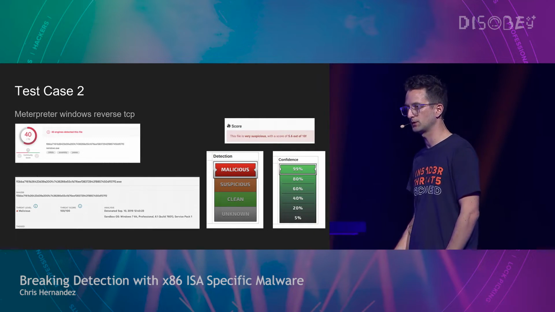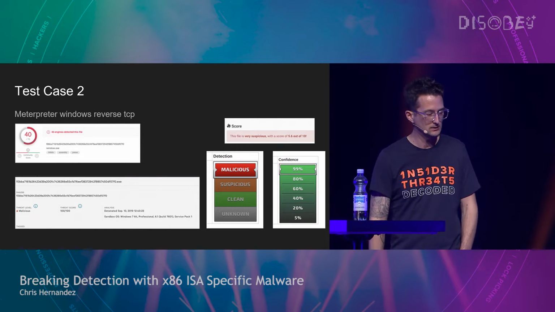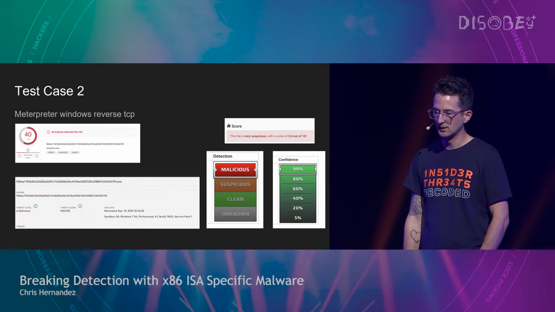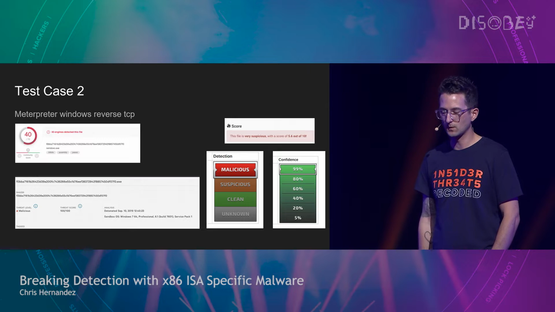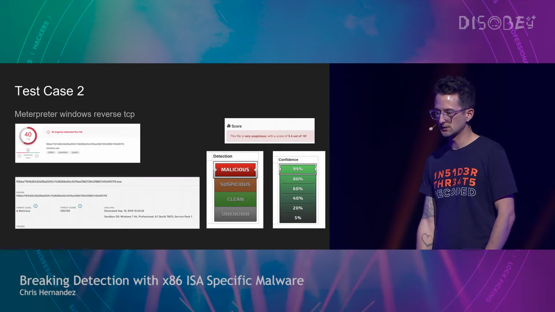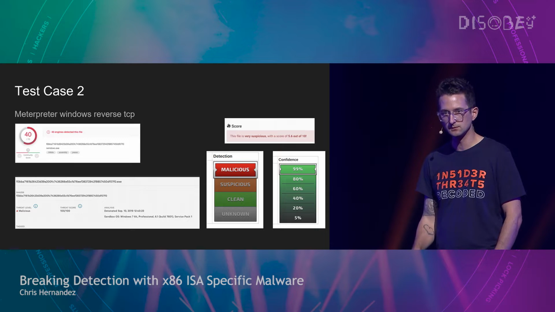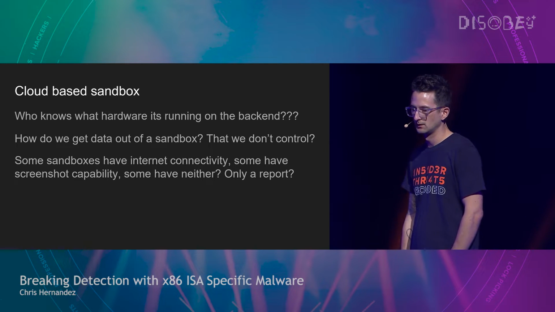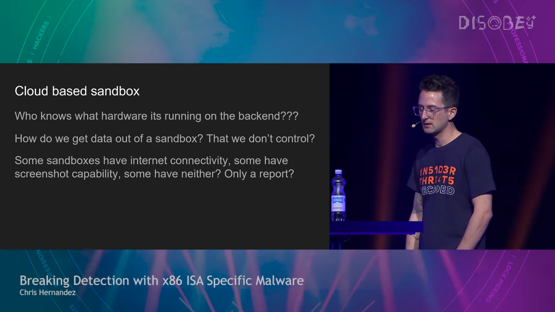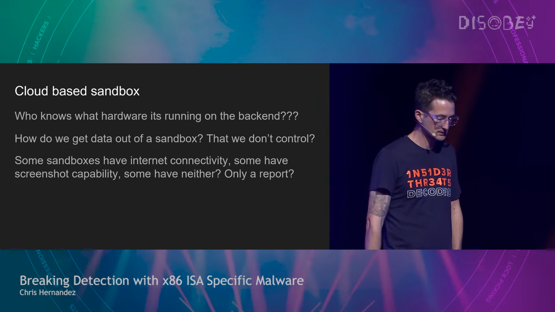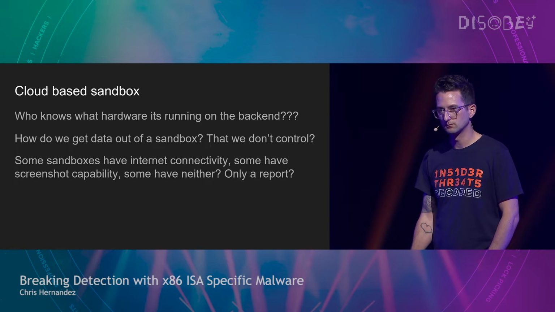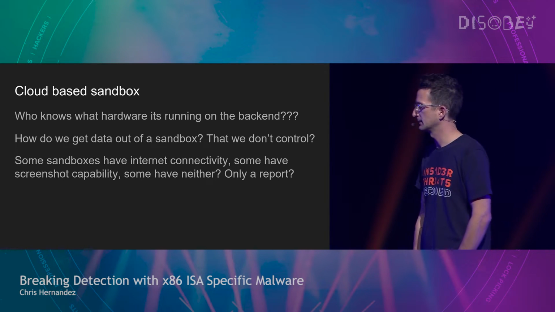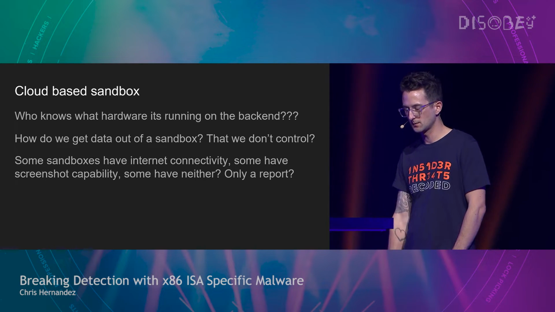Second test case was the same thing, only for Windows. And it actually scored worse, even though it's essentially the same thing, different operating system. And because it's a Windows binary, we had support for more sandboxes, uploaded to all the sandboxes, and it was appropriately scored as being really bad stuff. So, we ran into the problem of, again, we could test our own sandbox and intuitively know what type of hardware it's running, but how can we get that information from other people's sandboxes?